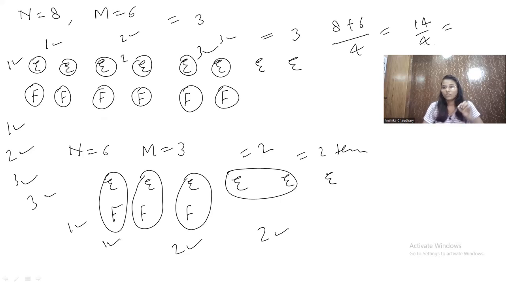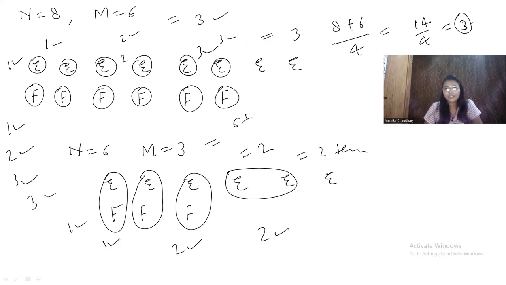4 3s are 12, so it will be 3 point something, right? We will only take the integer part. So 3 will be the output of this. So the formula is working here also. Now let's check again here. So 6 plus 3 upon 4. So it will be 9 upon 4. 4 2s are 8, so 2 point something. So we will only consider 2. So this formula is also working here.